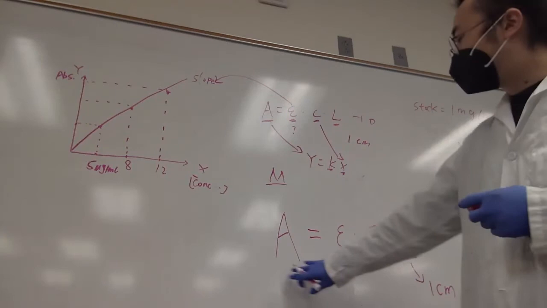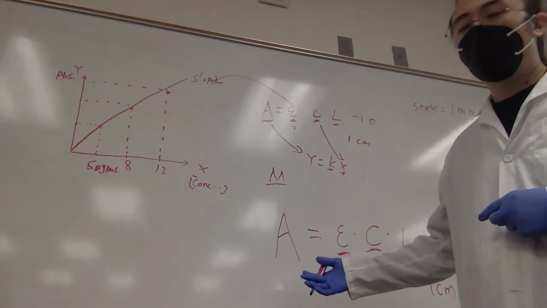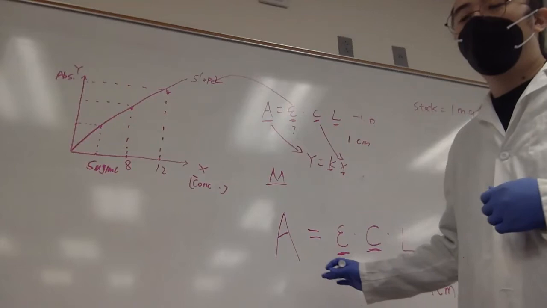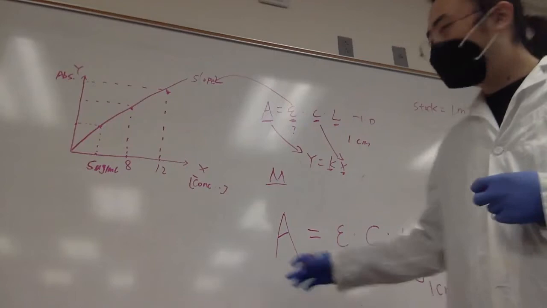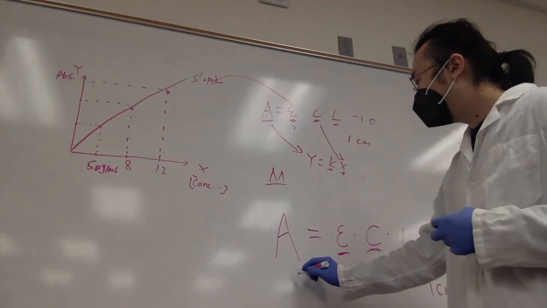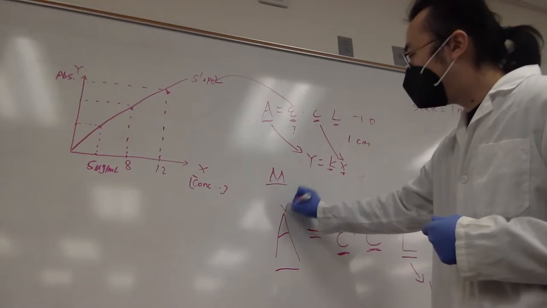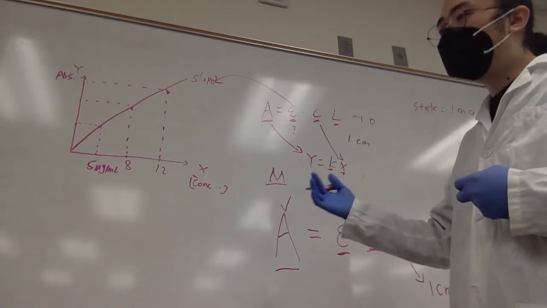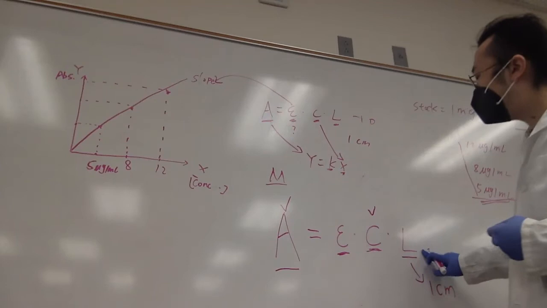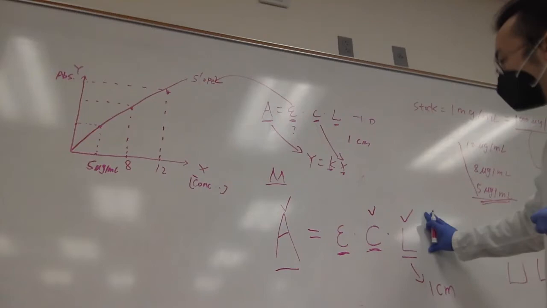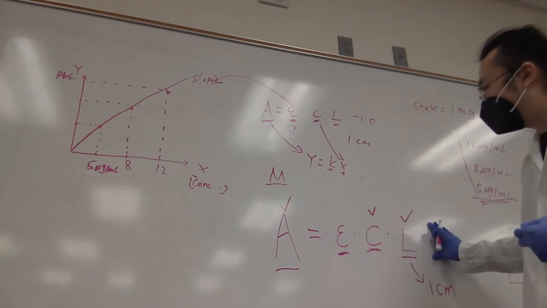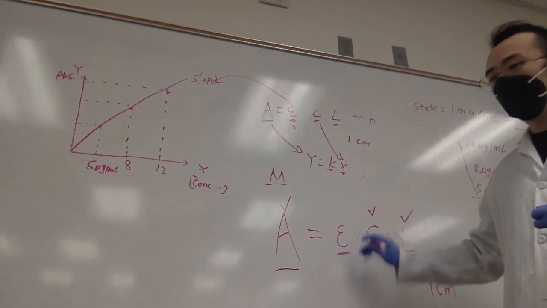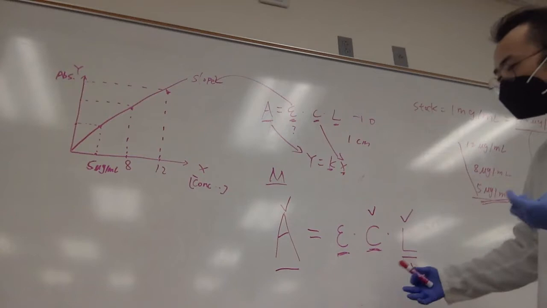Okay, so let's go back to this equation. There are 4 components in this equation. Technically, if we know the value of 3 of the factors, we can calculate the value of the 4th one, right? So in today's lab, we are going to measure the absorbance using a spectrometer, so we know this data. And we know the concentration because we are going to make some solutions with known concentration. And like I just said, the path length is 1 centimeter, so we know L. By knowing these 3 values, we can easily calculate the extinction coefficient. Okay? So that's the basic principle for the second part.